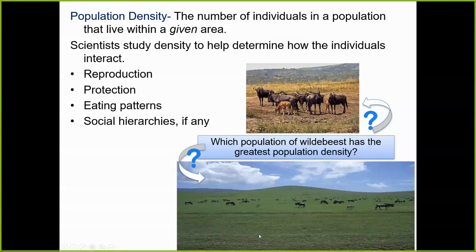Okay, population density. So this is the second term that we were talking about, this idea of population density.